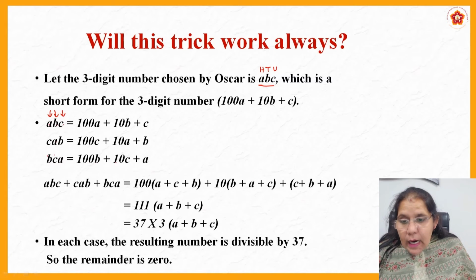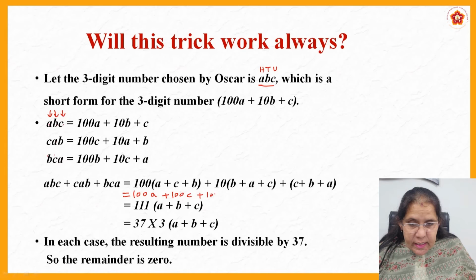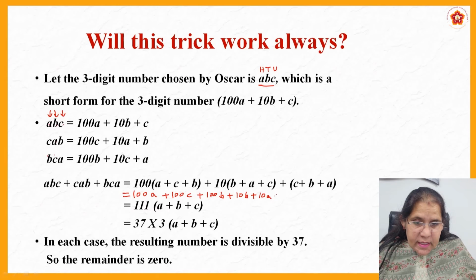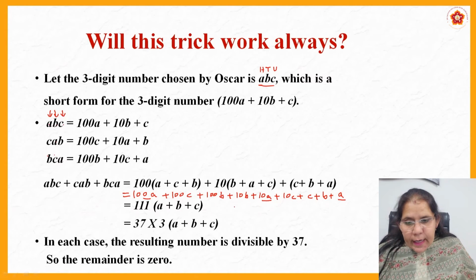BCA will be written as 100B plus 10C plus A. Add these three. After adding these three, we can open up the bracket here. It will be 100A plus 100C plus 100B plus 10B plus 10A plus 10C plus C plus B plus A. Now put all the A's together: 100A plus 10A plus A. So these three will give us 111A.